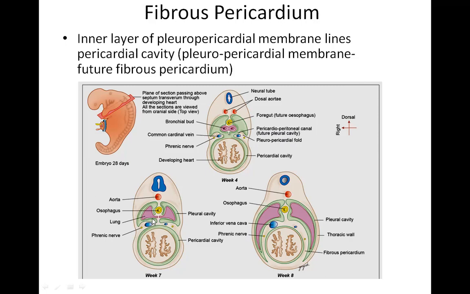As you can see over here, these are the pleuropericardial folds. They will grow towards each other in the midline and they will completely divide this primitive pericardial cavity into a pericardial cavity proper and the two pleural cavities. So the inner layer of the pleuropericardial membrane lines the pericardial cavity. So this is the pericardial cavity and it will form the fibrous pericardium. Over here you can see this is the inner layer of the pleuropericardial membrane and it is also forming a component of the fibrous pericardium.